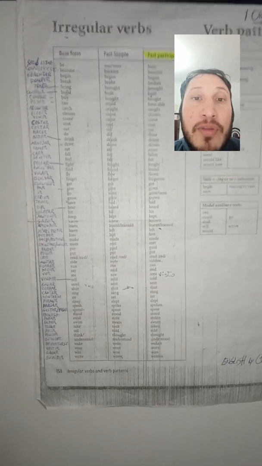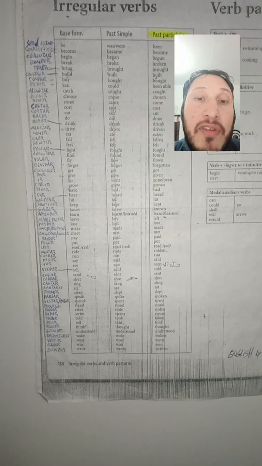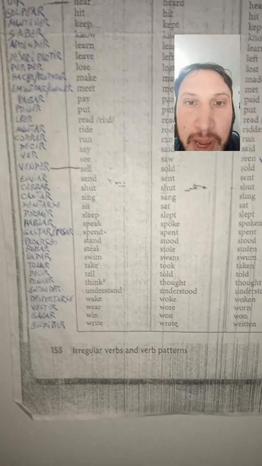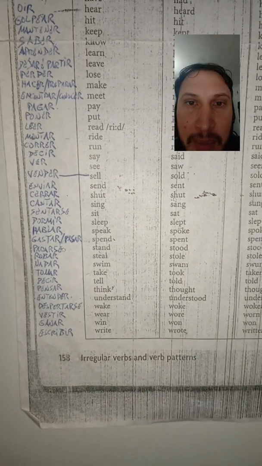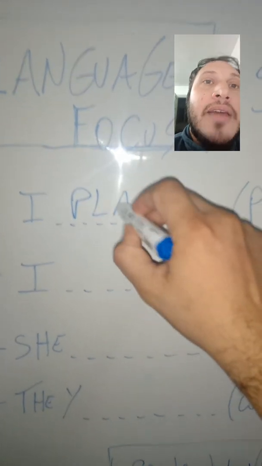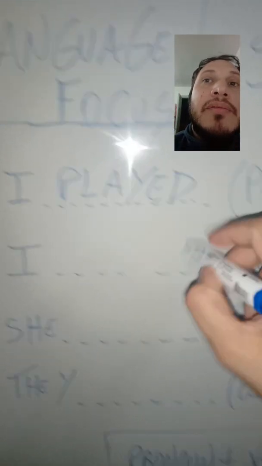So what I have to do, it is in alphabetical order, so I need to look for play. Look, I look for play. I have pay, put. So play is not in my irregular list. So it's regular. If the verb is not in the list, it's regular. And it's the best thing that could happen, because if it is regular, I only add ed to the verb. Look, I played soccer yesterday.